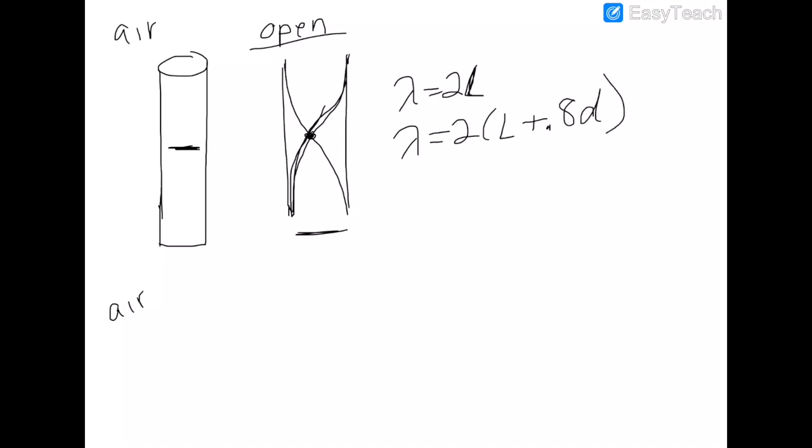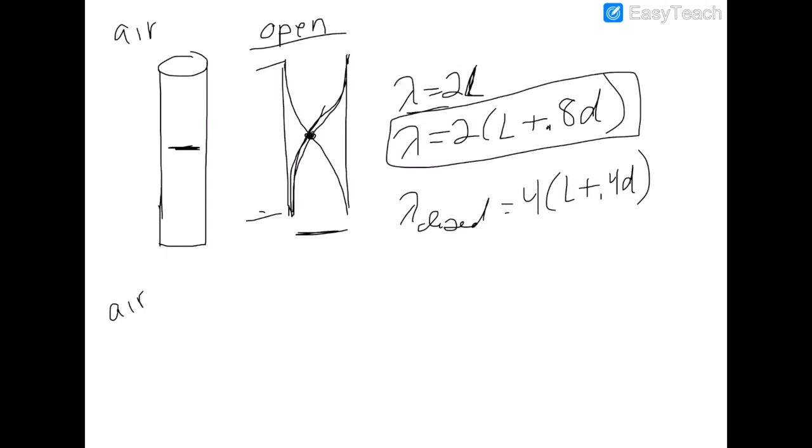Now remember, for the closed tubes it was 4 times the length plus 0.4 D. But for an open tube, we actually have 2 openings, right? So it's going to be length plus 0.4 D for each opening, or 0.8 D for an open tube. So this is the equation we're going to use here. Sometimes I might say the diameter is negligible. Then you just take 2 times the length of the tube to get the wavelength of the fundamental frequency.